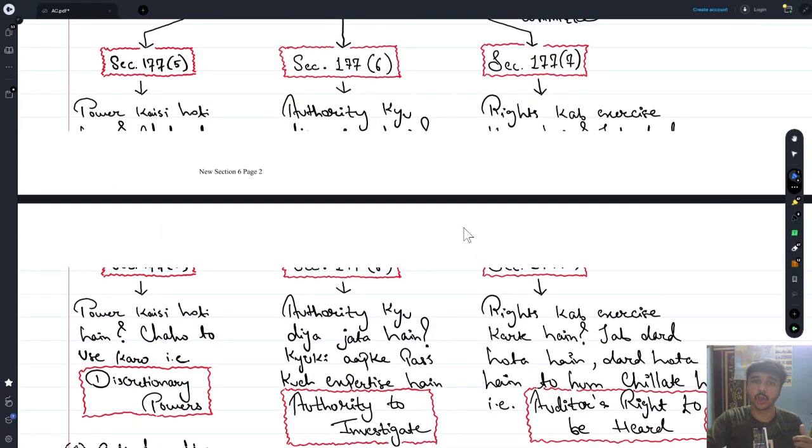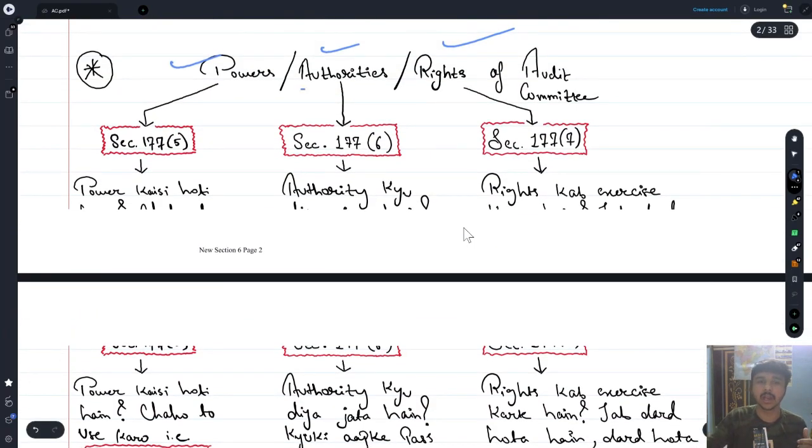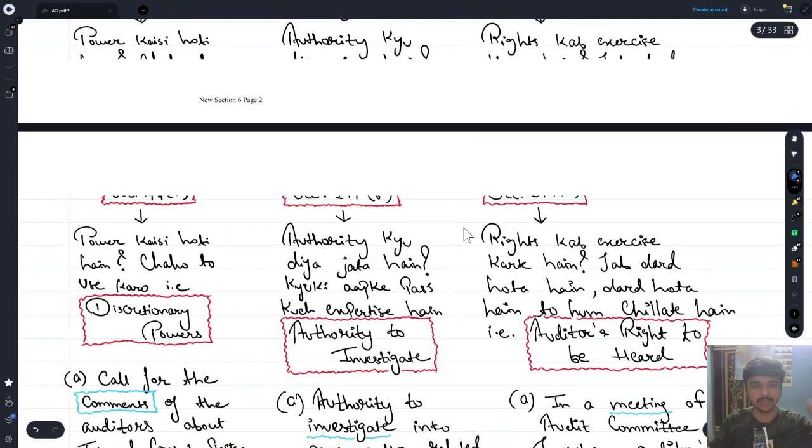Same way, authorities. How do you use your authority? Somebody gives you authority only when you have some expertise, and you use it every time you think that it is necessary. So authorities are given to investigate, basically, because it is necessary to investigate and you have that expertise. Powers are used in discretionary modes whenever you need them.